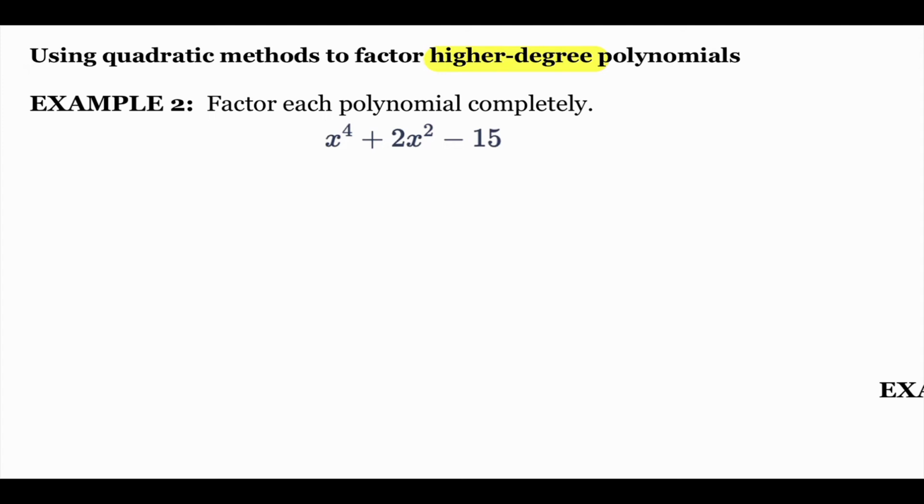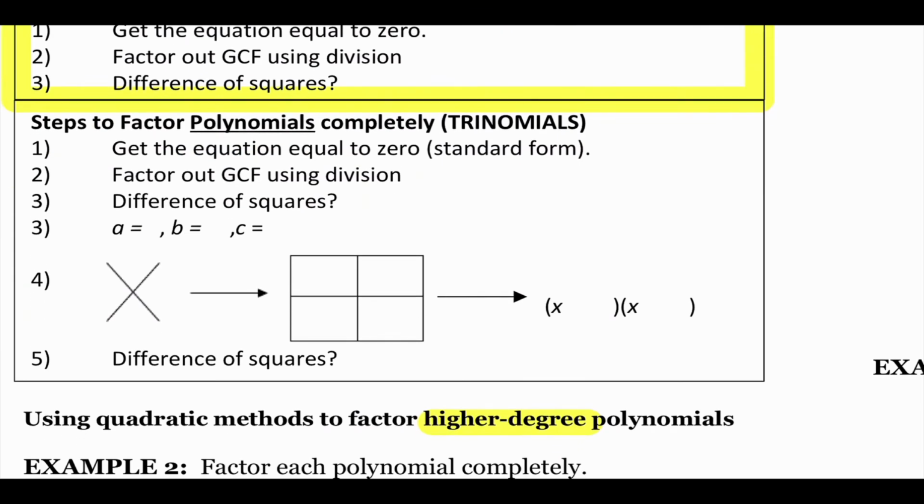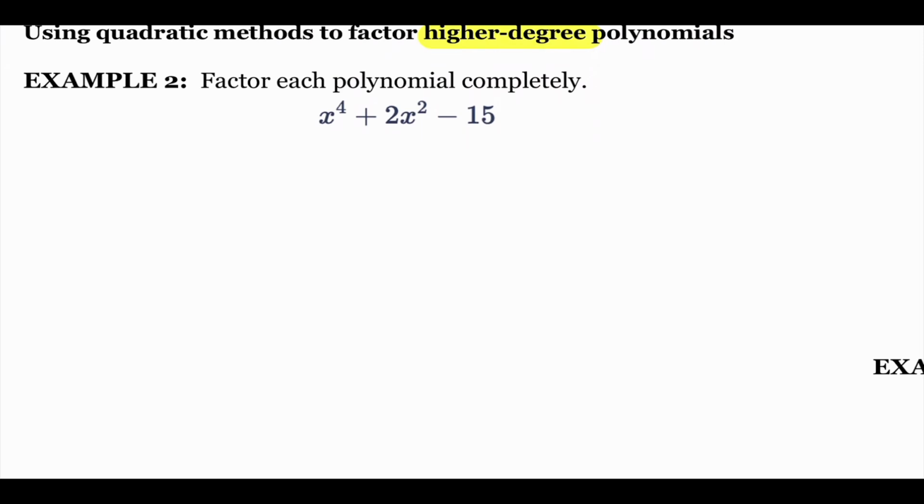If it's a trinomial, we have our steps. We have our 5 steps, and we're going to use those same 5 steps. First step says, get the equation equal to 0. Put it in standard form. Well, there is no equation, right? There's no equal sign. Skip that step. Is it in standard form already, or do I need to rearrange things? It's in standard form, right? It's missing some powers, but it goes in order from biggest power to lowest power.